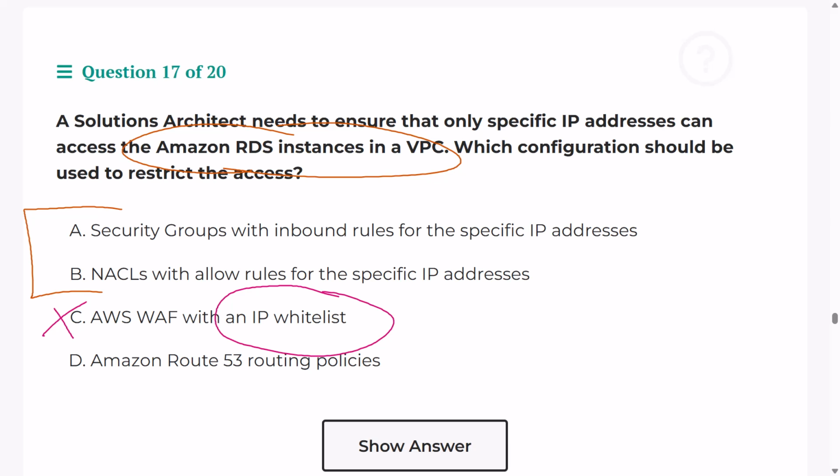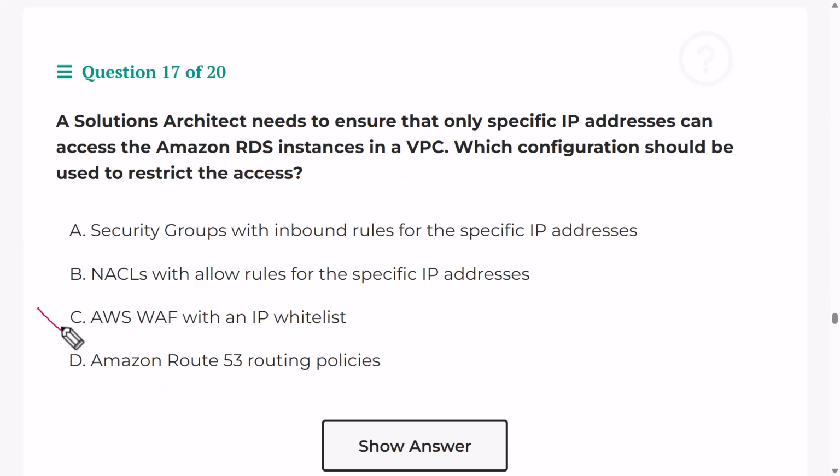Route 53 does have a capability called routing policies. Route 53, you'll recall, is a DNS management service. But its policies are not about filtering traffic exactly. It's about trying to get traffic to particular destinations that I have in mind. It doesn't implement an IP filter. So we're going to rule out C and D and turn our attention to options A and B, both of which are firewall functionalities within the VPC environment.